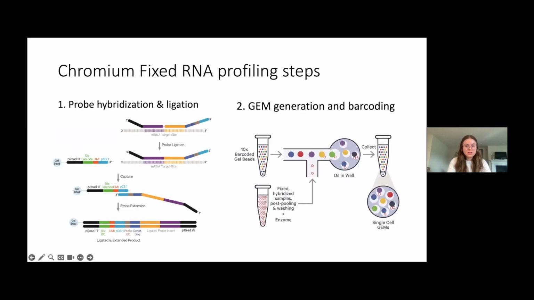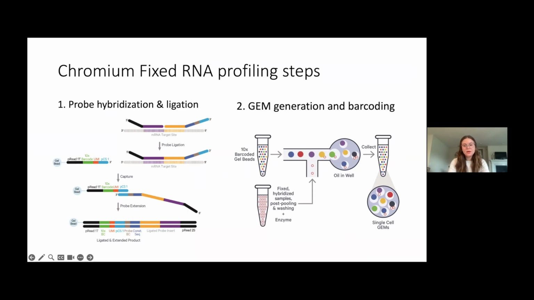A little more information on this protocol. The figure on the left shows the probe hybridization and ligation process, where there's a left-hand side and a right-hand side probe for each targeted gene. These probes are homologous to RNA right next to each other, and when they bind to their sequence pair, they will be ligated together since they are in close proximity, and then they also have that 10x barcode attached to it.